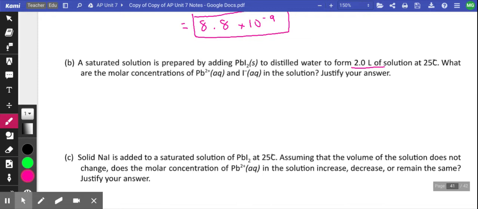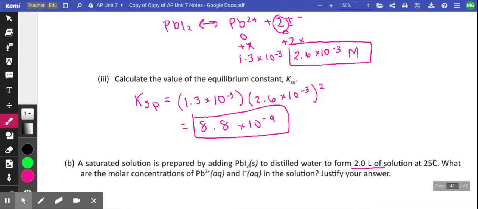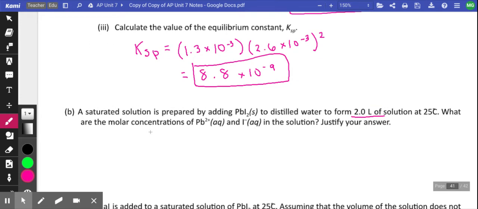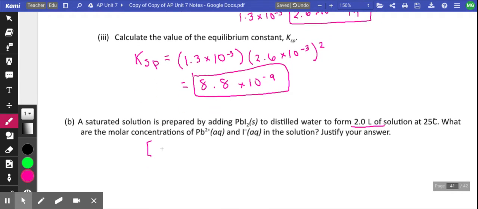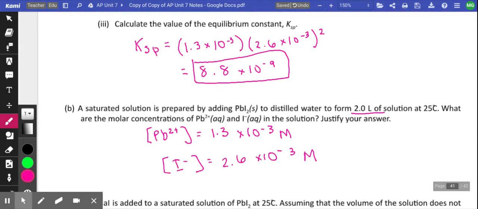So if that K value is staying constant, then my concentration should be staying constant. I'm not doing anything that would shift the equilibrium here and change these concentrations. So that K value is not dependent on volume. So the concentration of my Pb2+ would still be 1.3 times 10 to the minus 3 molar, and the concentration of my I- would still be 2.6 times 10 to the minus 3 molar. Again, that K value is really only affected by temperature. If we're not changing the temperature, we're not affecting that K value, and we're not shifting the equilibrium in any way here.